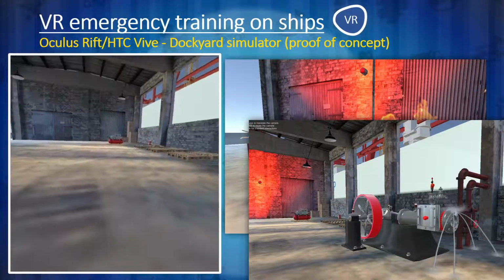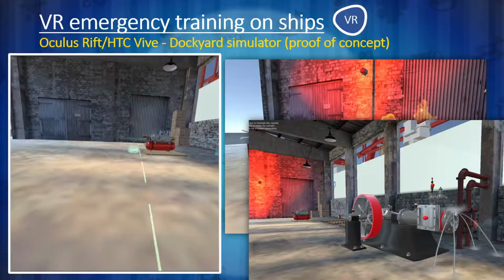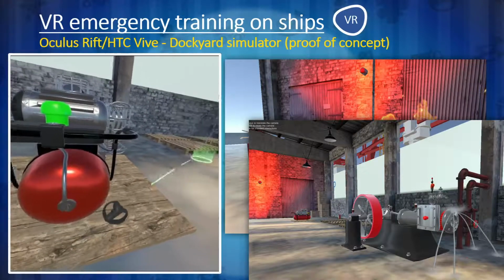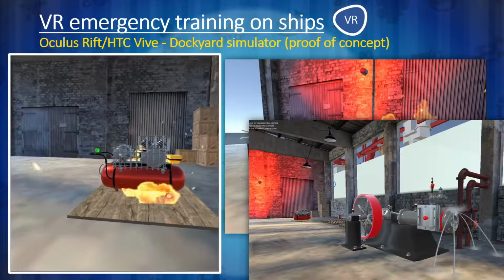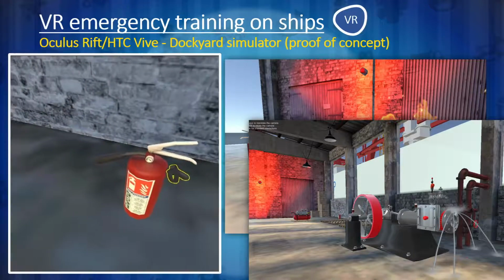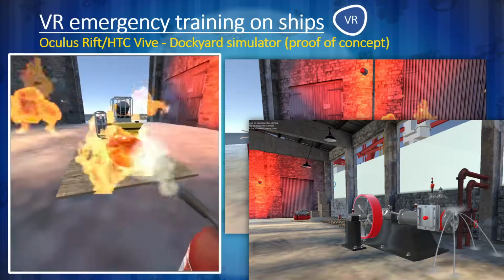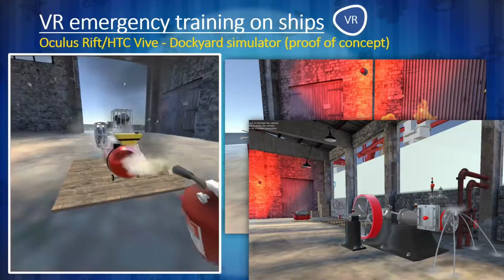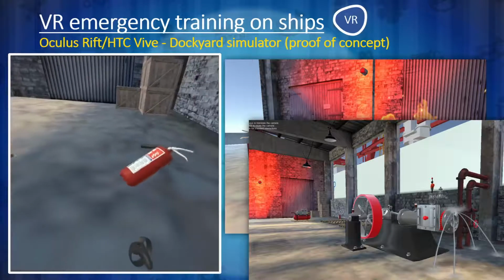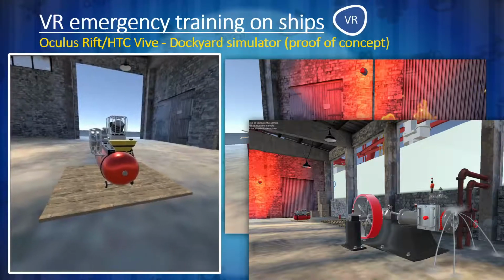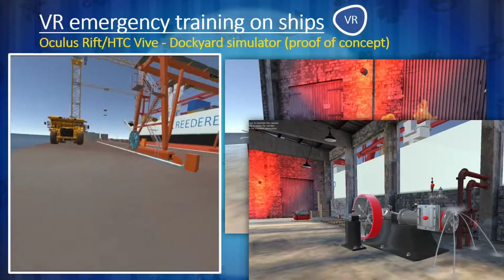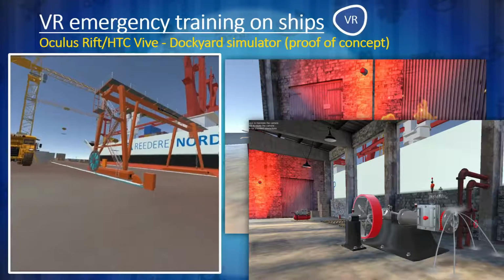Okay, let's teleport to the next point, and we're going to start up this compressor. As soon as we start it up, we can see that it is now set on fire and the alarm goes on. So we have to teleport to the fire extinguisher, and we have to put out the fire. Once we successfully do this, we can see that the alarm goes off, and that means we are done. We can move on.